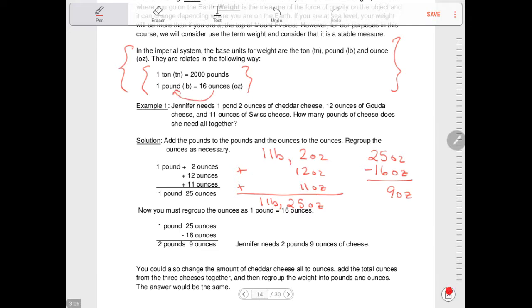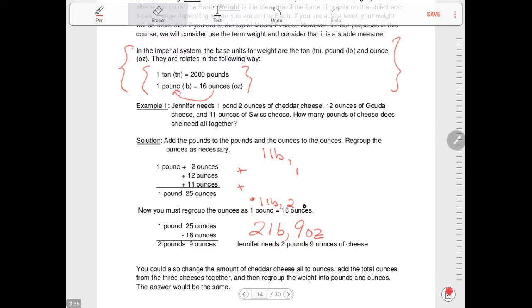If you take out one group of 16, how many pounds did you just get? That's 1 pound. So from the 25 ounces, was I able to subtract 16 ounces? The answer is yes. That's equivalent to 1 pound. We already had 1 pound, so we add another one and it's going to be 2 pounds. And how much is left over? 9 ounces.